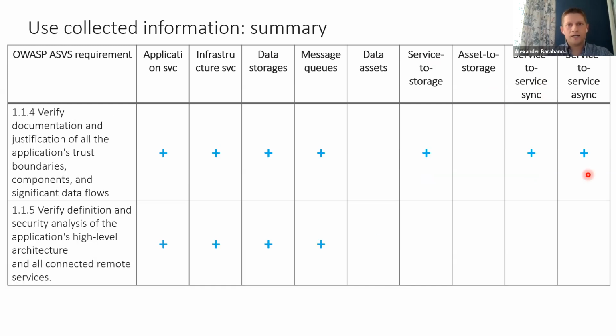Another example of requirements from OWASP that could be met by using collected data is on the slide. For example, to verify the definition and security analysis of application high-level architecture, you may inspect and review information collected under the blocks: application services, infrastructure services, data storages, and message queue. And that list is not exhaustive, and I think there are other requirements from OWASP that could be met by using collected information on security architecture.